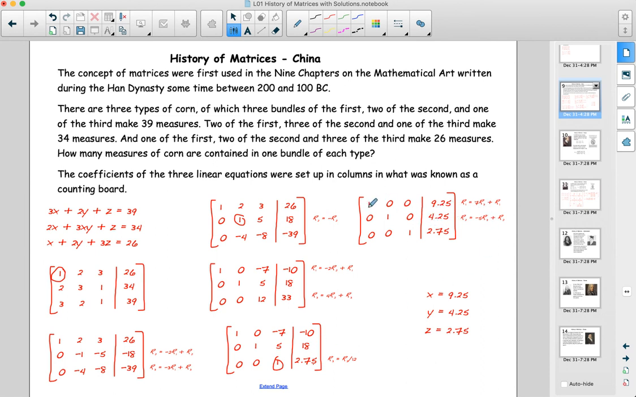And now reading our solutions across, we now know that this is x. And remember, that was x, that was y, and this was z. And we're going to cross that off.